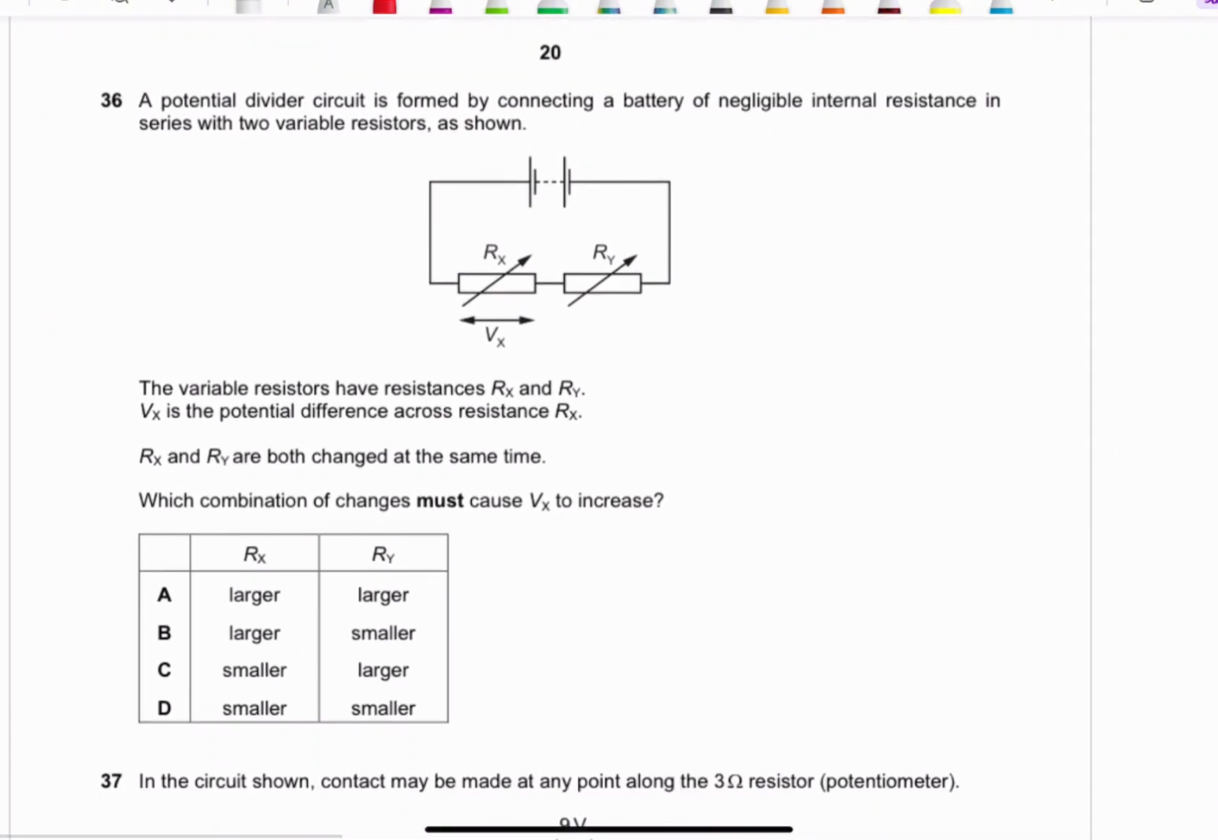We're given a potential divider circuit that is formed by connecting a battery of negligible internal resistance in series with two variable resistors, right? Variable resistor Rx and variable resistor Ry. Which combination of changes must cause Vx to increase?